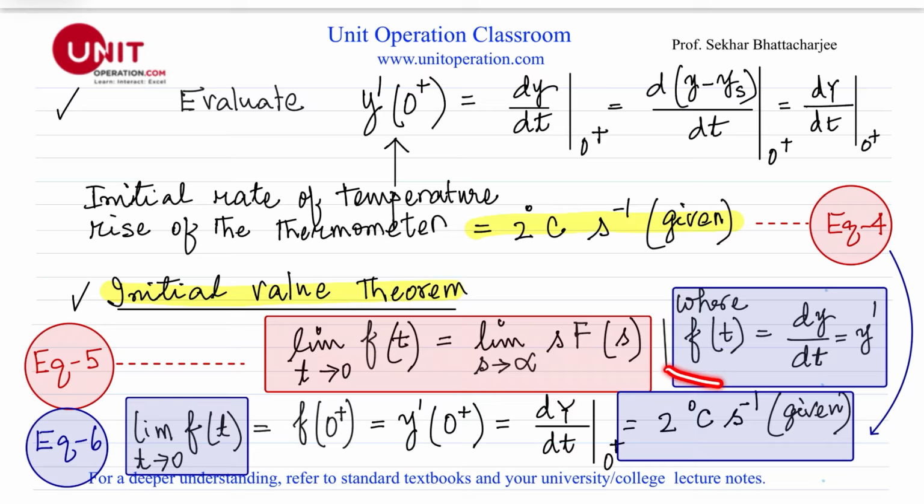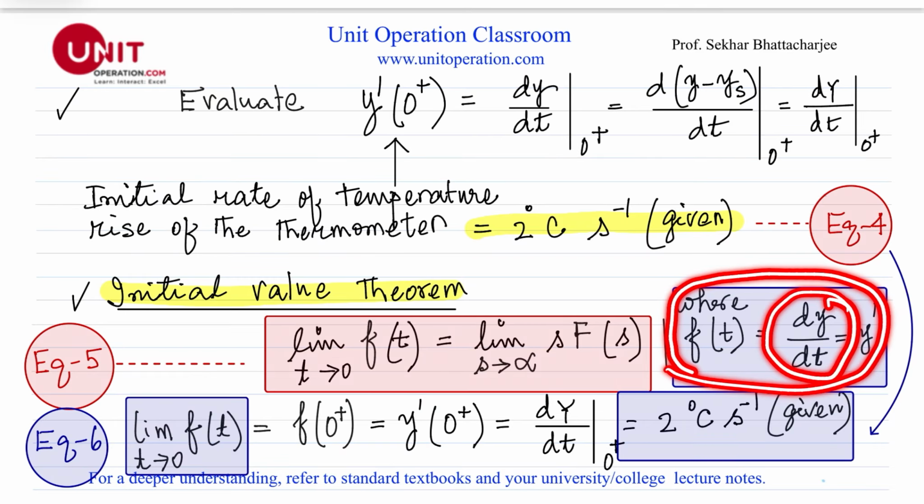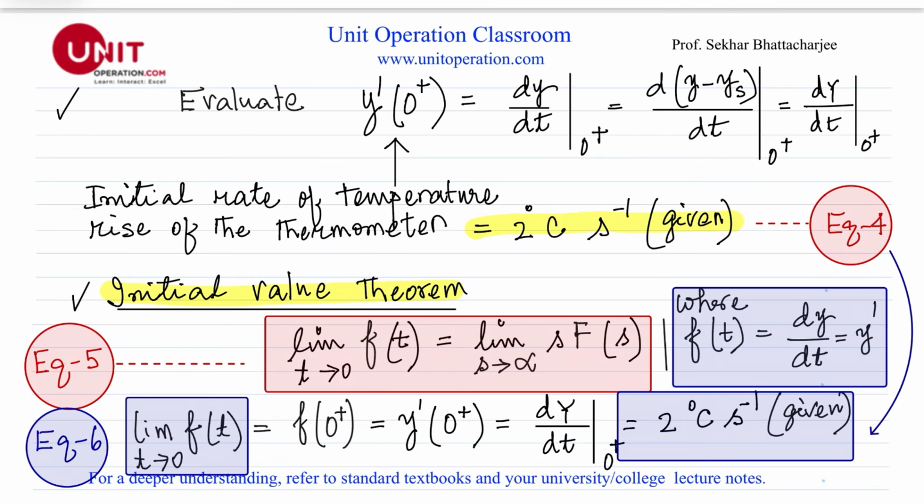For us, of course, we have to find the initial value. But we have to find the slope, or the derivative of the function, not the function itself. The derivative of the function means the rate of temperature rise. That's what we have to find out, not just the temperature. We have to find the initial value of the slope, the rate of change of temperature.